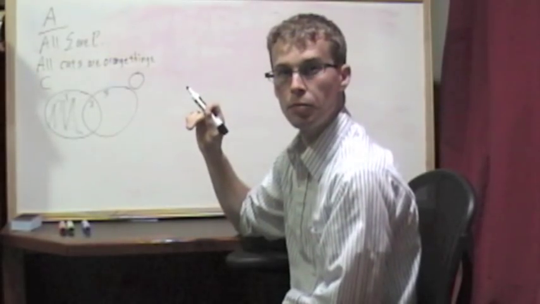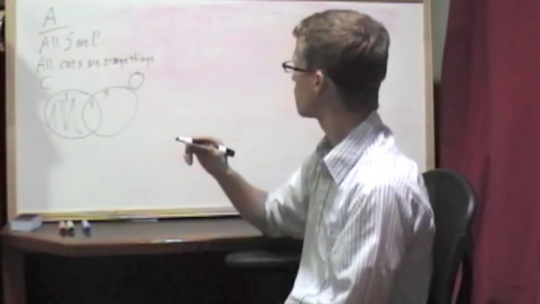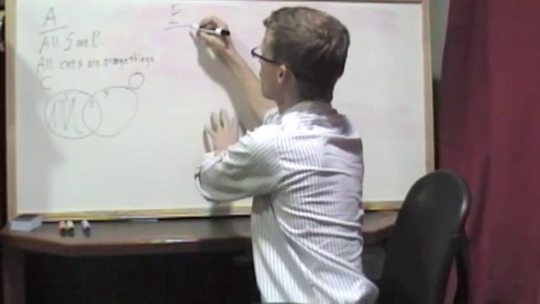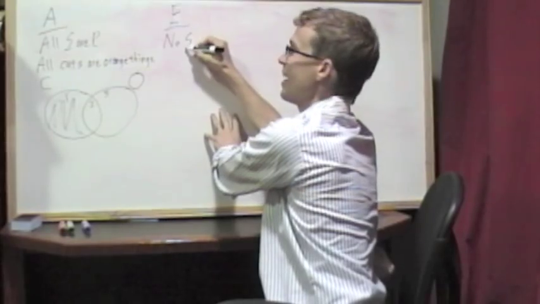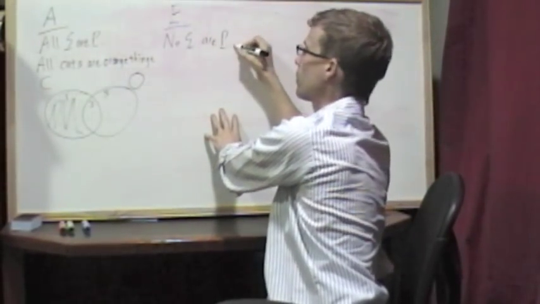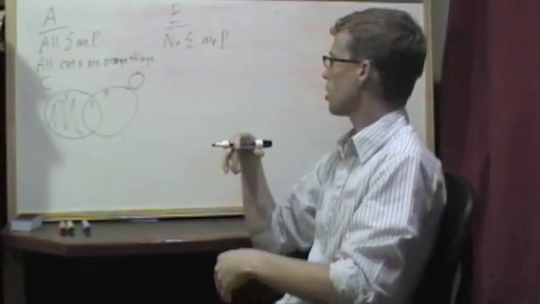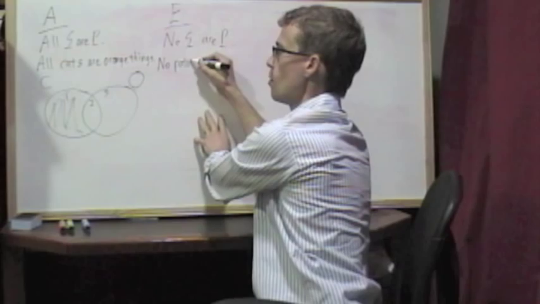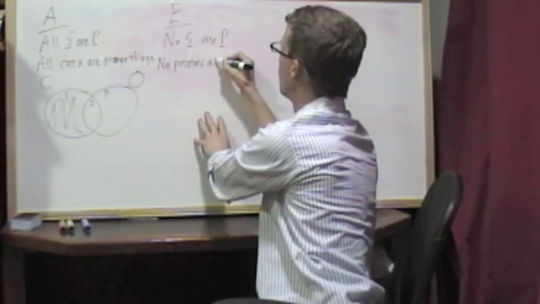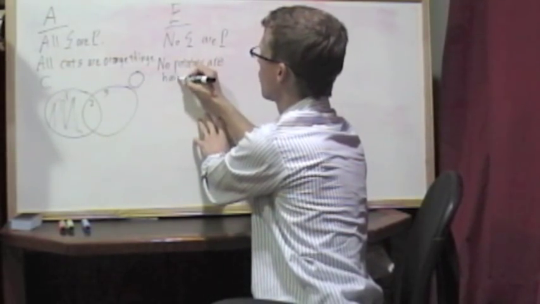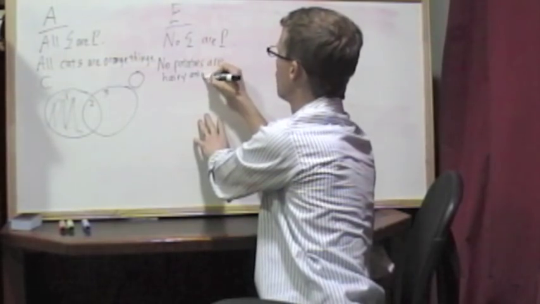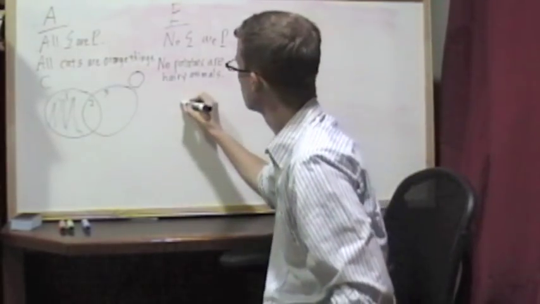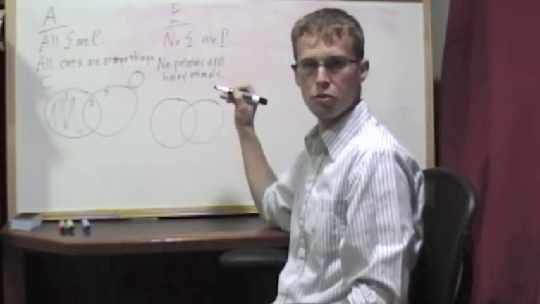Now, an E claim, that's our second kind of universal claim. We'll put it up here. That's a claim that no S are P. So, our example from last time, no potatoes are hairy animals. All right, so we've got potatoes and hairy animals. We'll draw our circles to represent those categories.